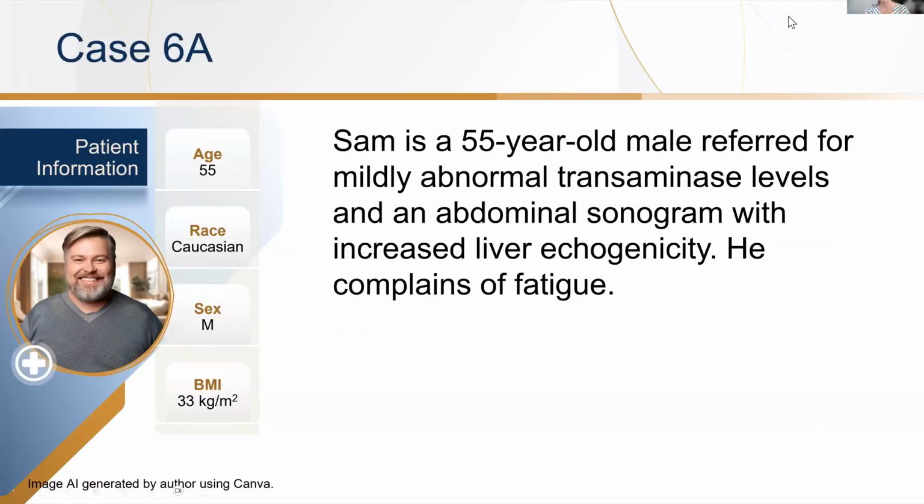All right. And with that, let's go ahead and dive into our first case, which is case 6 with Sam. Sam is a 55-year-old male. He's been referred for mildly abnormal transaminase levels and an abdominal sonogram, so an abdominal ultrasound with increased liver echogenicity.